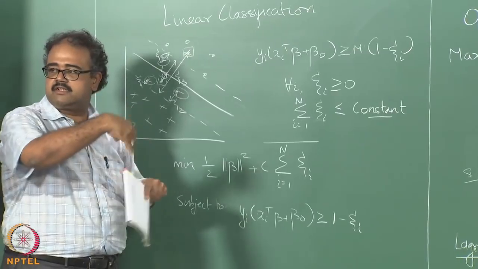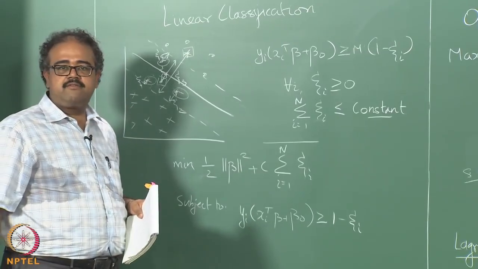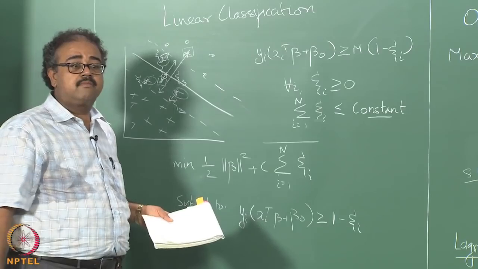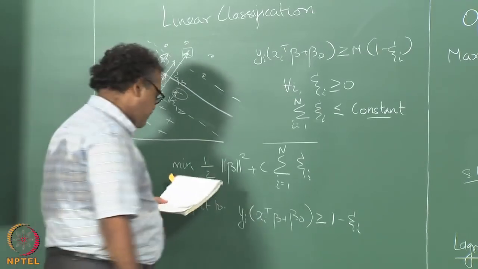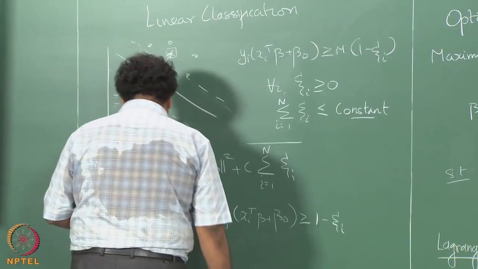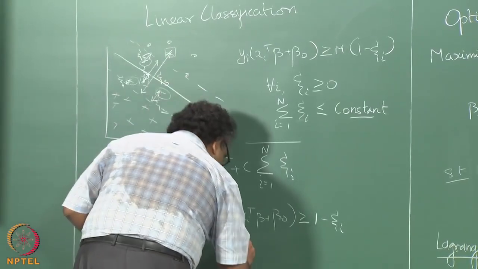Because we have gotten rid of the m. How did we get rid of the m? M is 1 by beta, so 1 by norm beta, so we got rid of that. So anything else we need here?